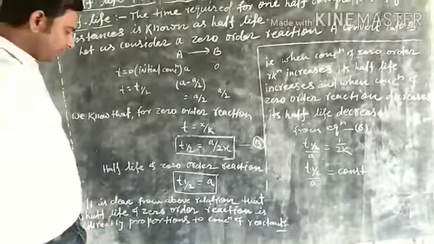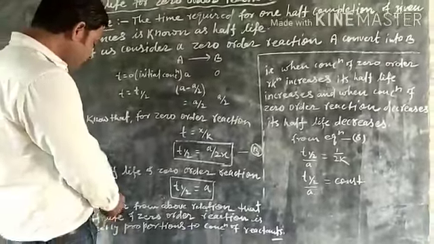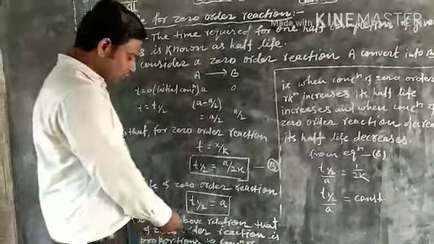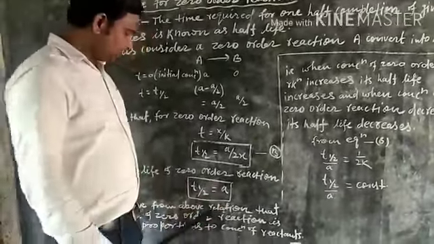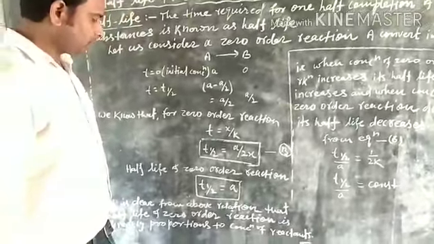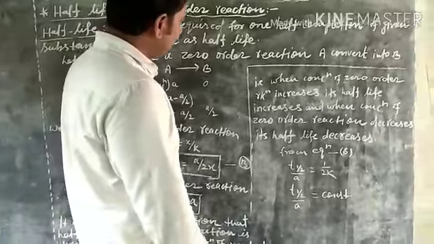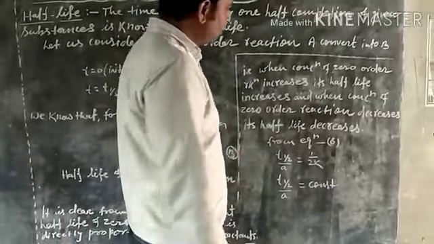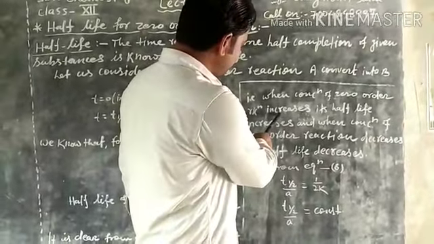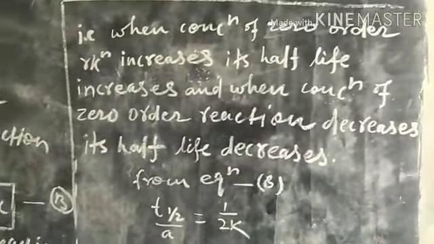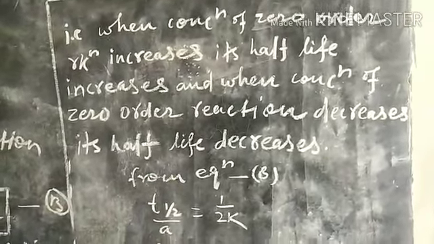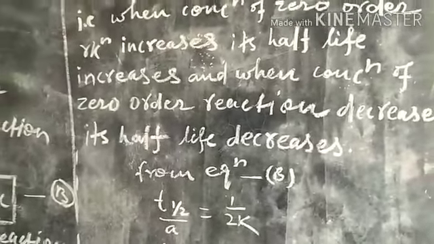It is clear from the above relation that the half-life of a zero order reaction is directly proportional to the concentration of reactant. It means that when the concentration increases, its half-life also increases, and when the concentration decreases, its half-life also decreases.